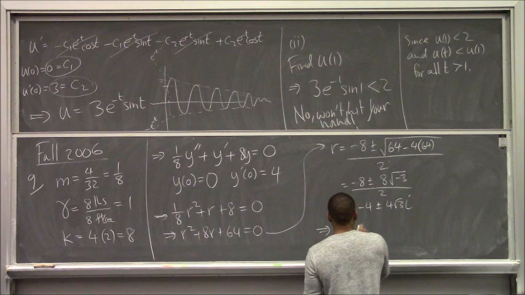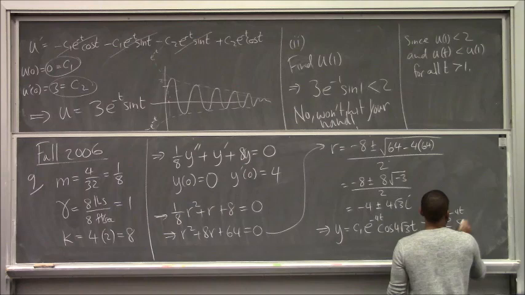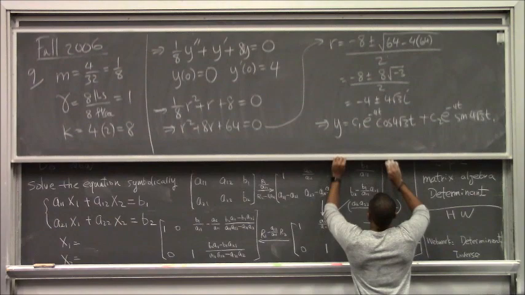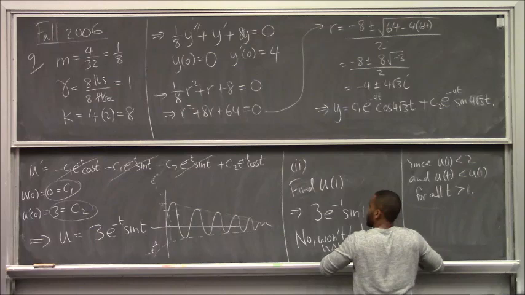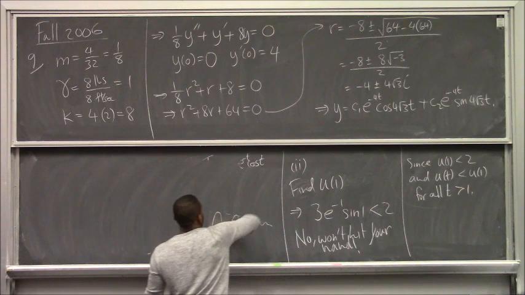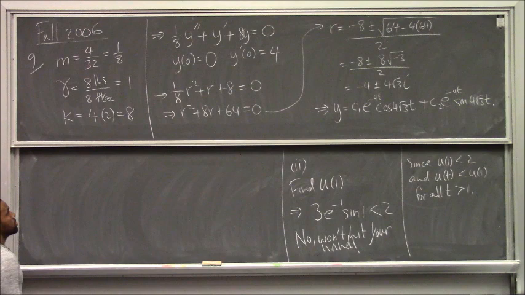y is going to be c1 e to the minus 4t cosine of 4 radical 3 t plus c2 e to the minus 4t sine of 4 radical 3 t. So the nice thing about these is that the sine will always, when you plug in t equals 0, those guys always go away. So it's always easier to find the constants here. So we need to find the derivative.